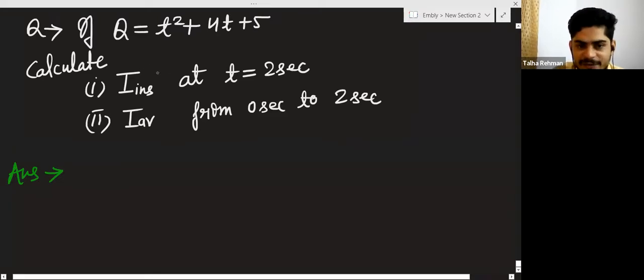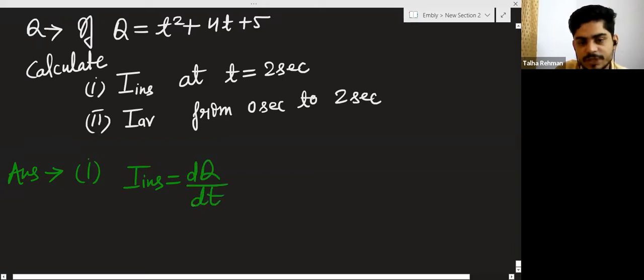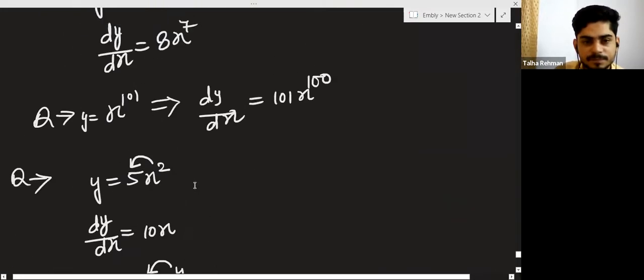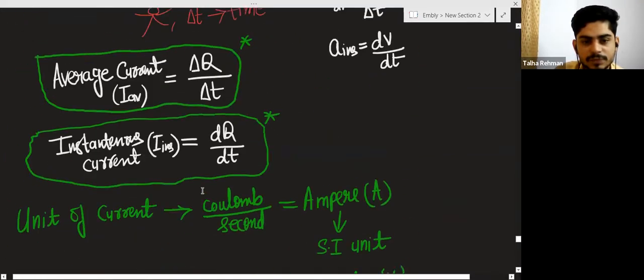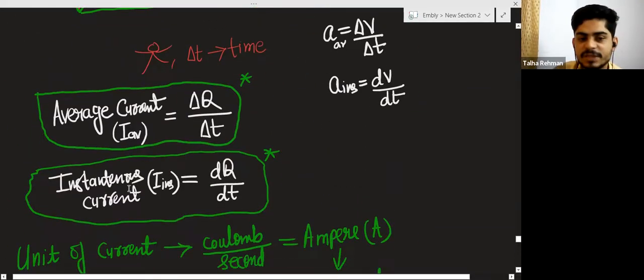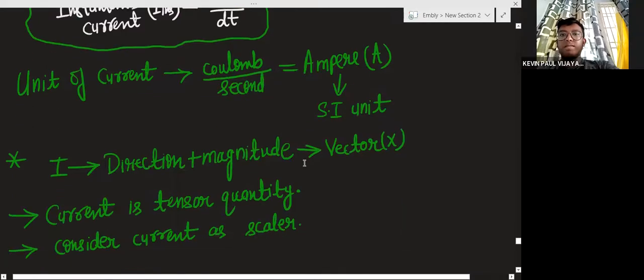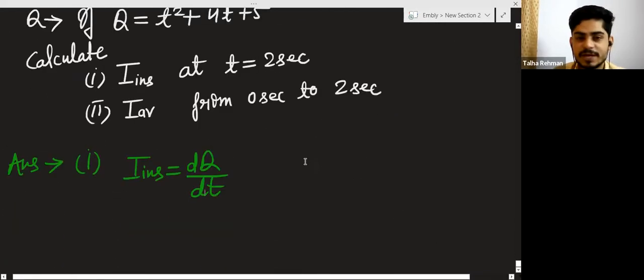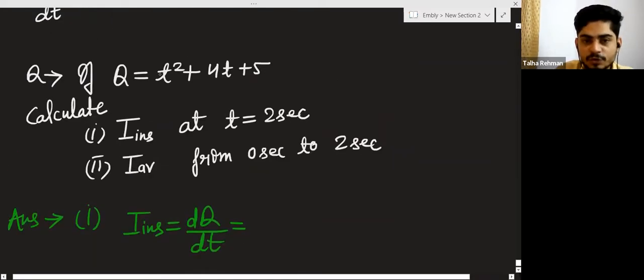These kinds of questions you will get in your board examination. And I want to calculate I instantaneous. So the first part, I instantaneous is the differentiation of q with respect to t, dq by dt. Instantaneous current. Now there is a use of differentiation. That's why I was telling you. Now what will you do for this t square?